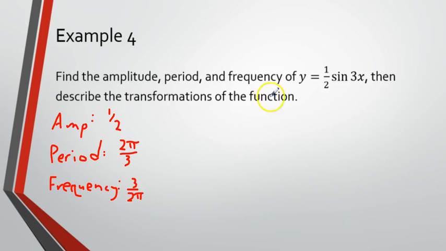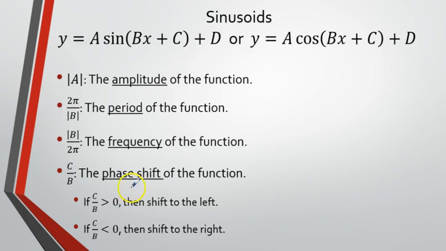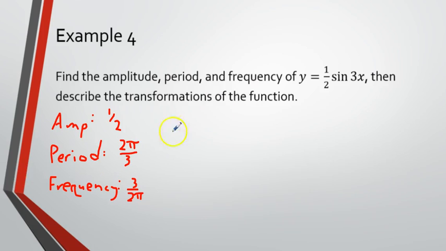Now this one didn't ask us to identify the phase shift. They very well could have. The problem is, for the phase shift, I don't have a number that's being added or subtracted from x inside of the parentheses. So if that number is a 0, then you do not have a phase shift. The graph is not being moved to the left or to the right. There's no shift there. So that's why I don't have a phase shift listed on this one.